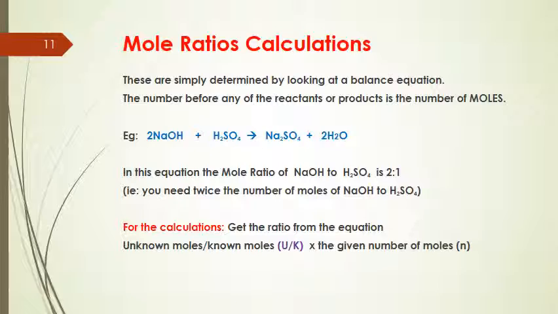Which essentially means in a reaction between these two chemicals, you need twice the number of moles of sodium hydroxide to react with 1 mole of sulfuric acid. Okay, so to get the ratio from the equation of unknown over known moles, U divided by K, you times the given number of moles in by this ratio.